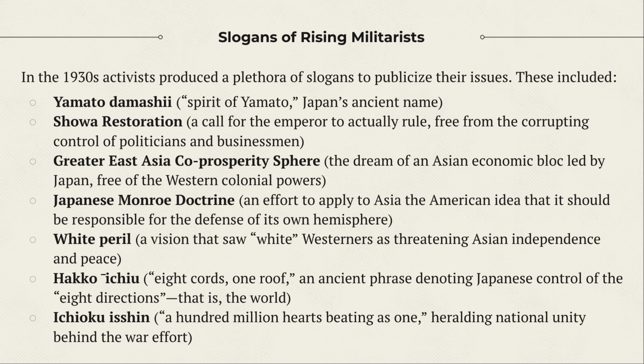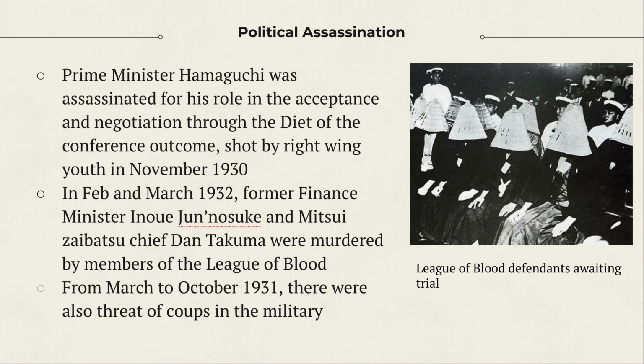And this is really intensified very much by the Great Depression as well, which we would have looked at in the last tutorial. So what happens? Prime Minister Hamaguchi was assassinated for his role in the acceptance and negotiation through the Diet, shot by right-wing youth in November of 1930.